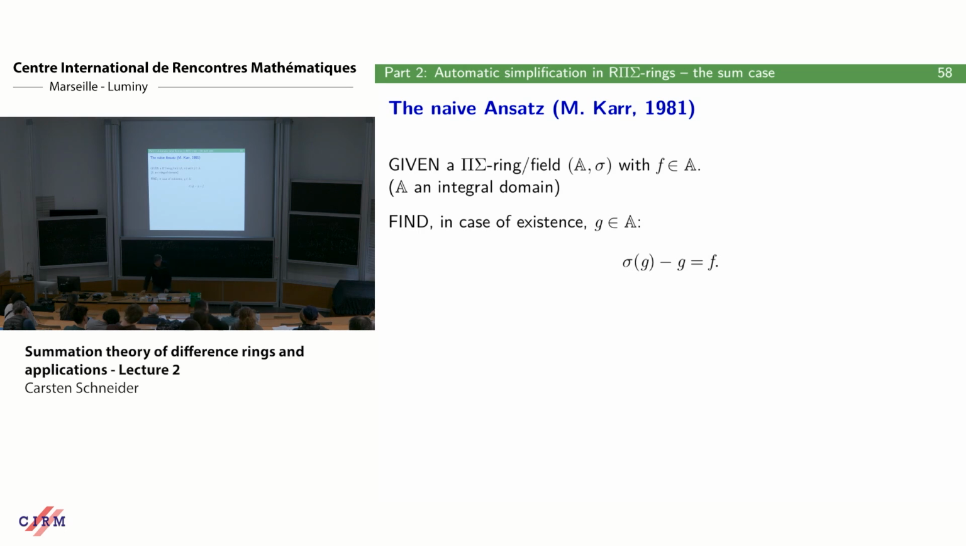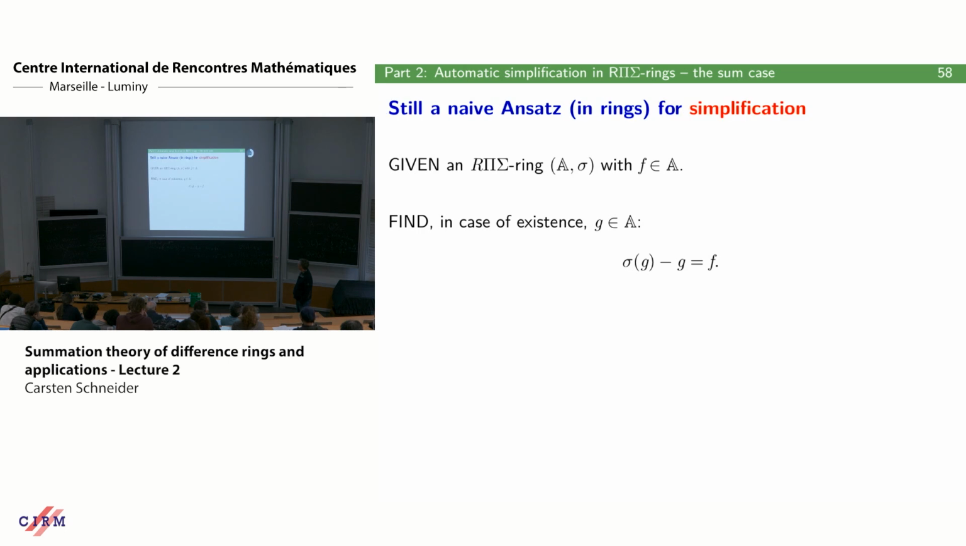Okay, and let me make this clear now. This is basically the naive ansatz by Michael Karr. Given a pi-sigma ring or pi-sigma field in Karr's setting, you're given a field, find in case of existence such a solution. And there's an algorithm by Michael Karr, slightly generalized in the ring setting. Still naive, I also allow roots of unity. Of course, then I have to go to rings because I have zero divisors. It's still naive.